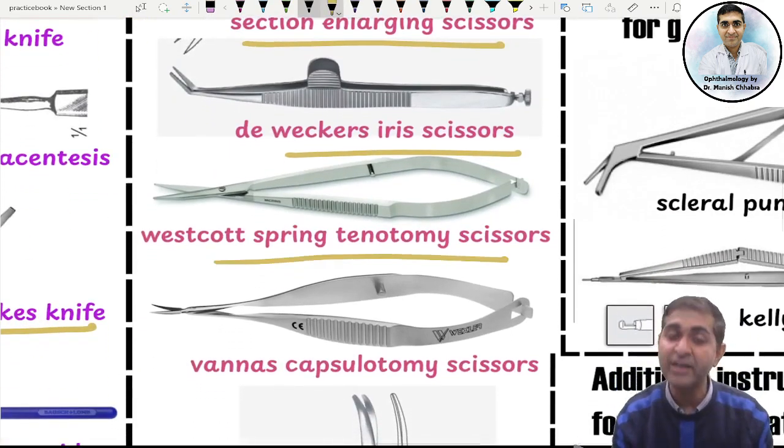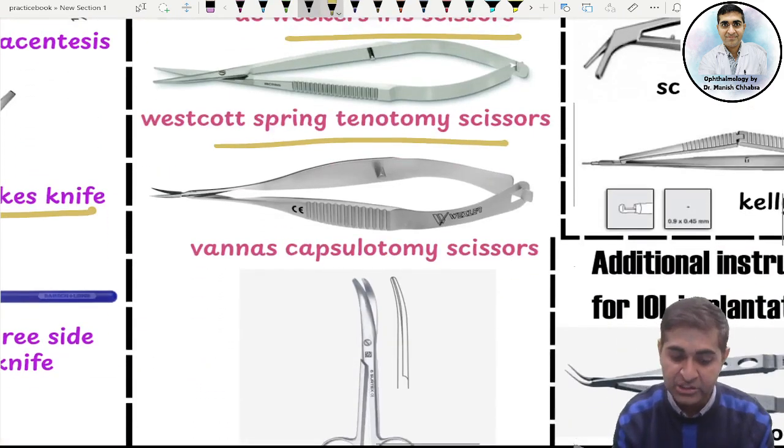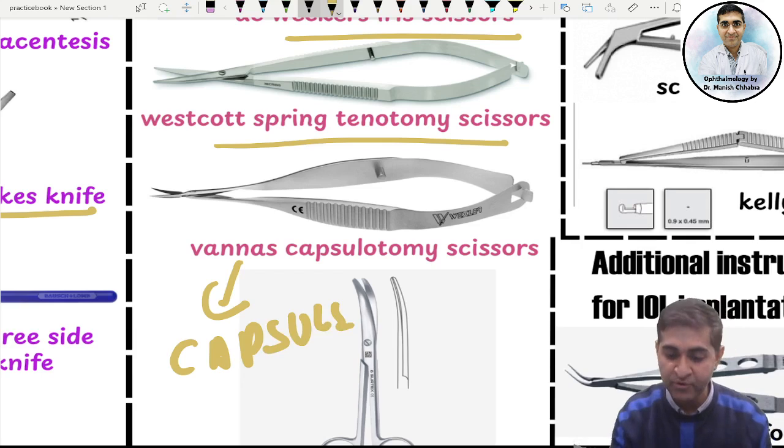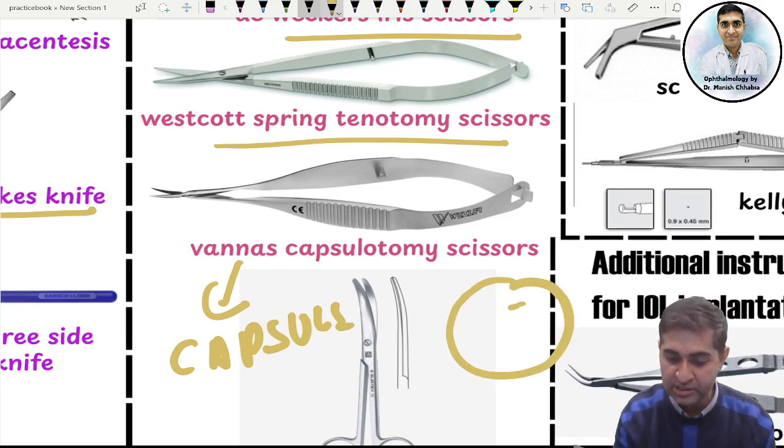Then again different types of tenotomy scissors. The Vannas scissor, the blades of the Vannas will be very long. You can use the Vannas scissor to cut the capsule, in case you are performing a capsulorhexis. Suppose this is the capsulorhexis, you were making a small opening and the tear has run out here.